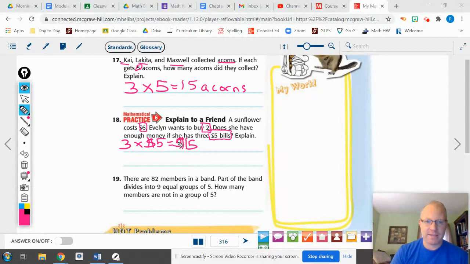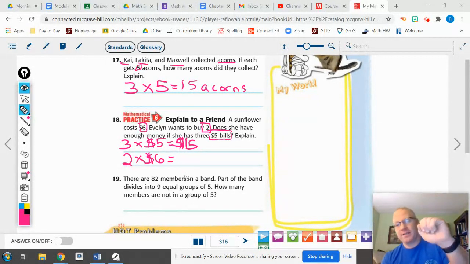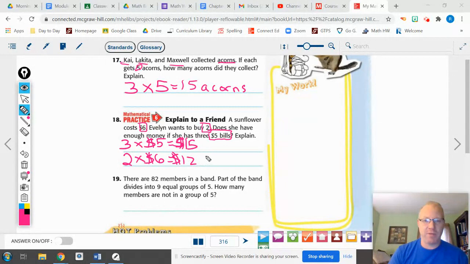Wow, that looks like a hot mess, doesn't it? I'm going to just extend this dollar sign. So 3 times 5 equals $15. Well, $15 is how much she has, Evelyn. So Evelyn has $15. 2 $6 plants equals 2 times 6, 6, 12. So we have $12 worth of plants. Does she have enough money? Yes. She has more than $12. There you go.